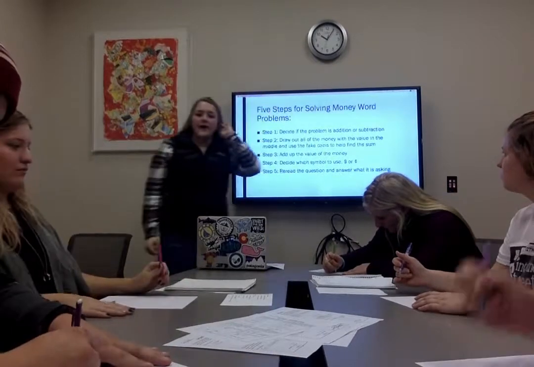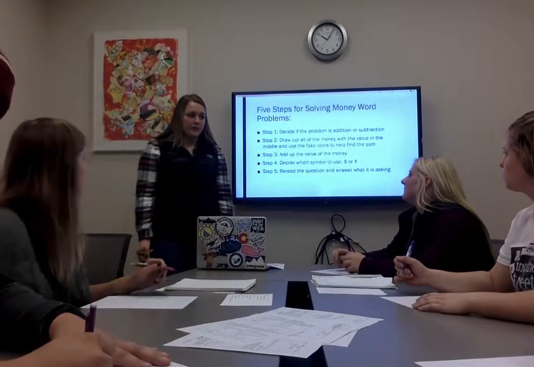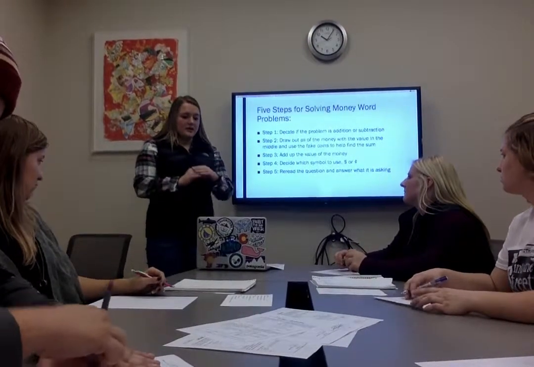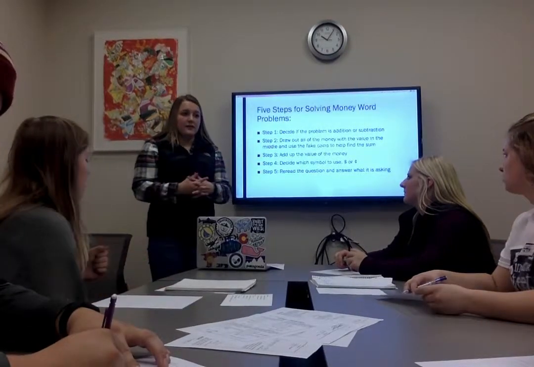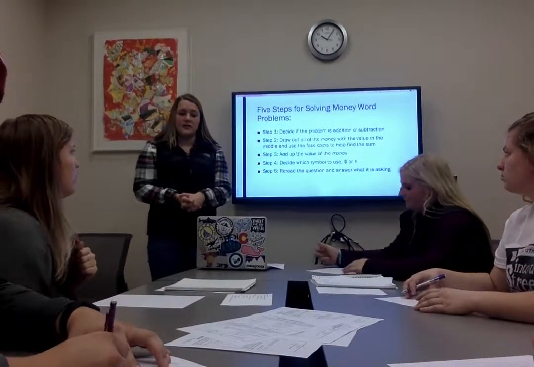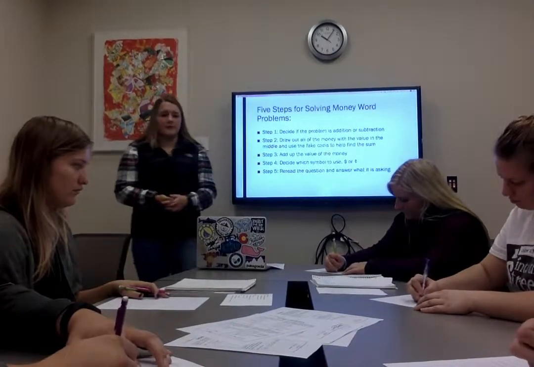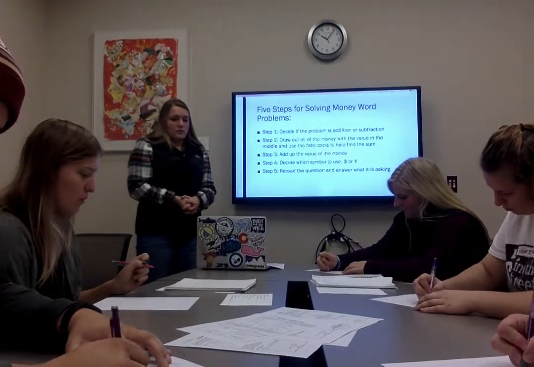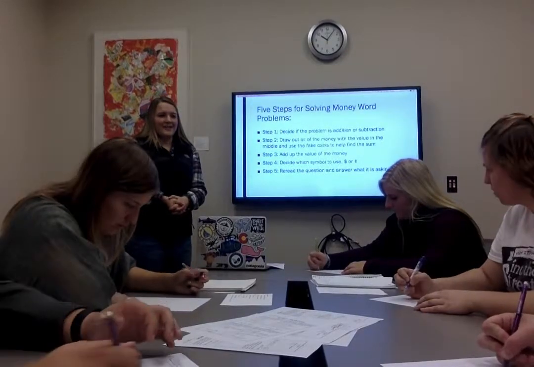So remember the 5 steps when you trade with your partner and you're working on their problem. Remember to figure out if it's addition, and then draw out all the money and go through the 5 steps so that you really solidify those steps, so that when we move on to more complex problems, you're able to refer back to them. So I'll give you 3 minutes to work on writing your own word problem, not drawing it.